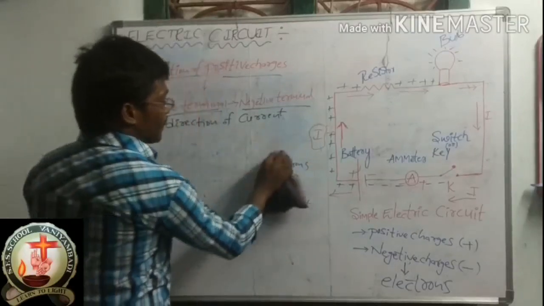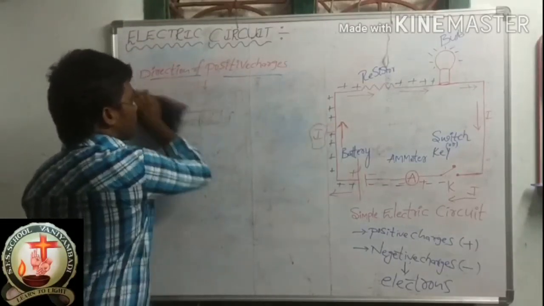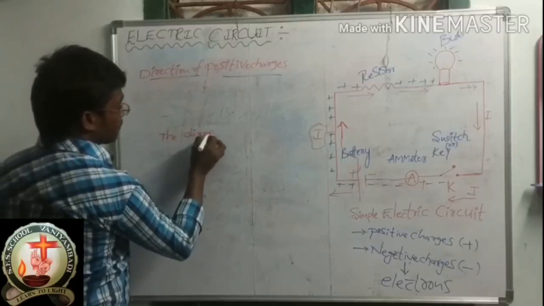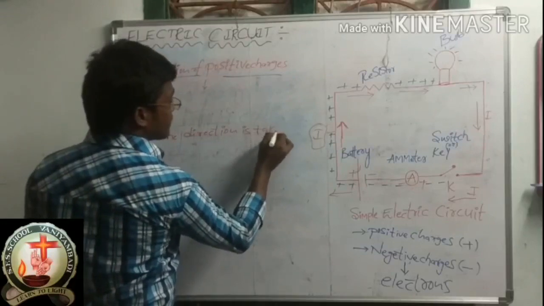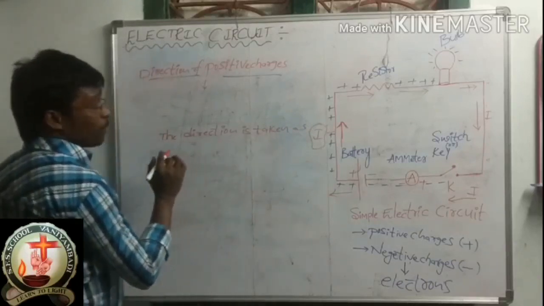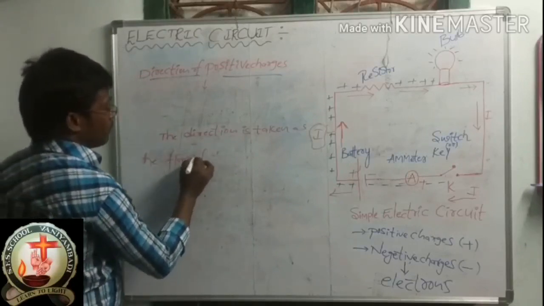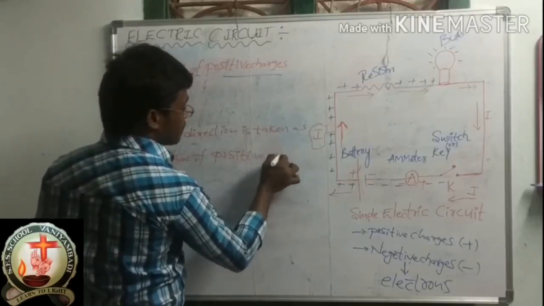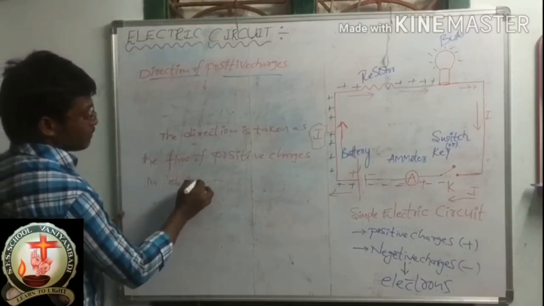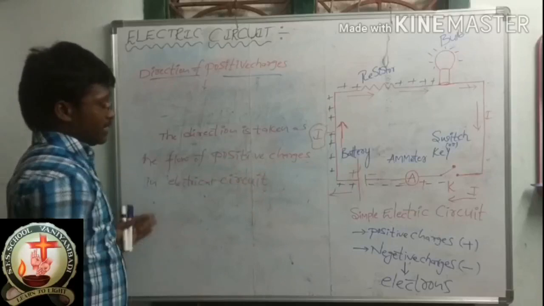Now I will write here, just you can see. The direction of current is taken as the flow of positive charges in electrical circuit.